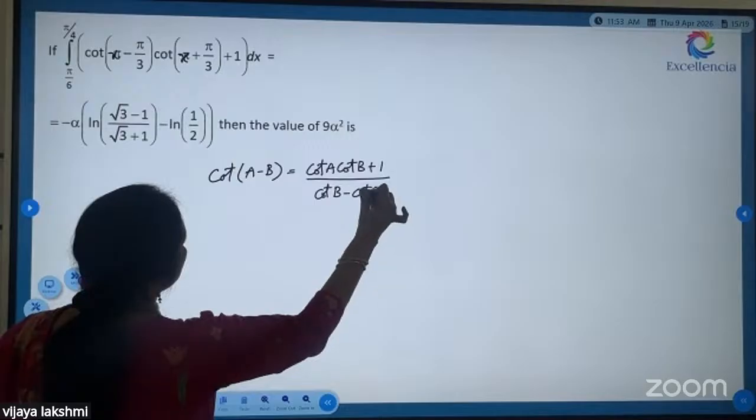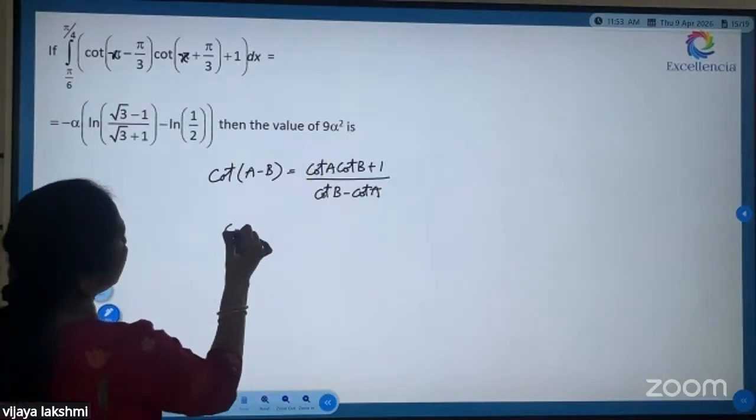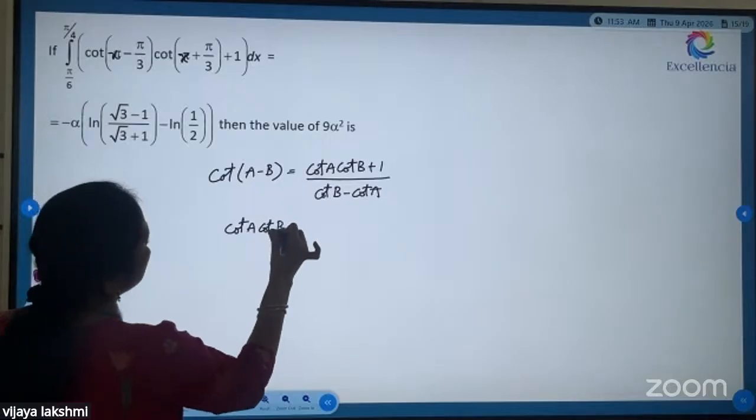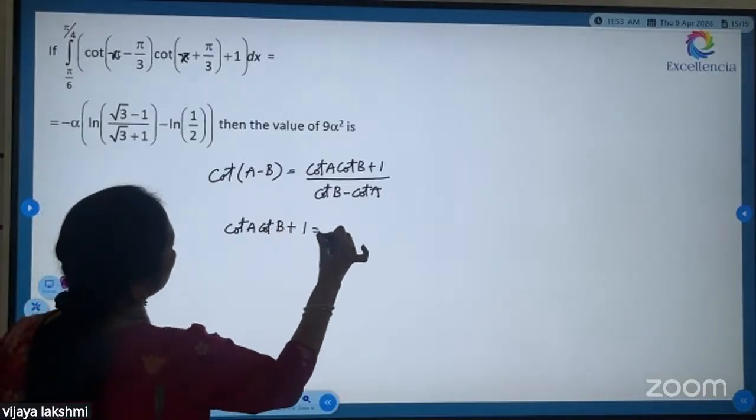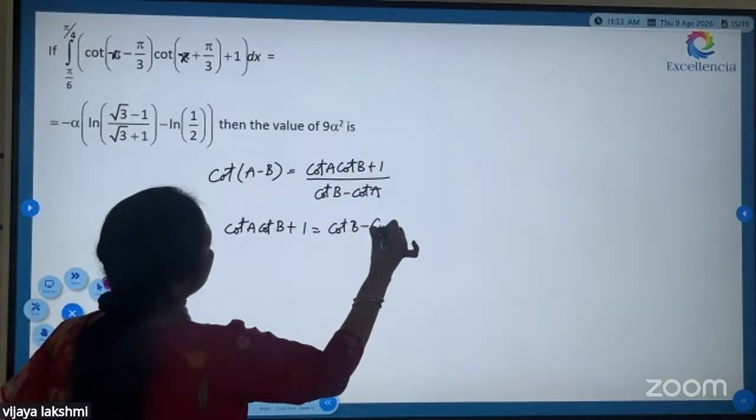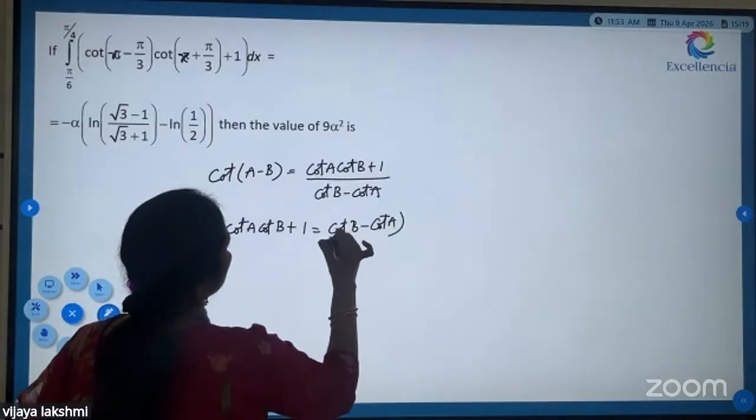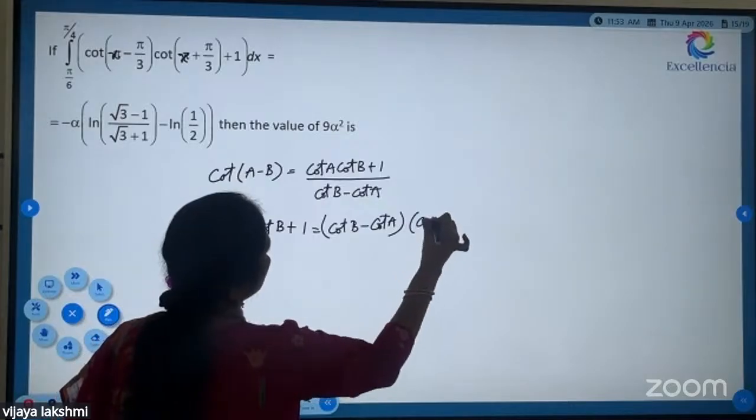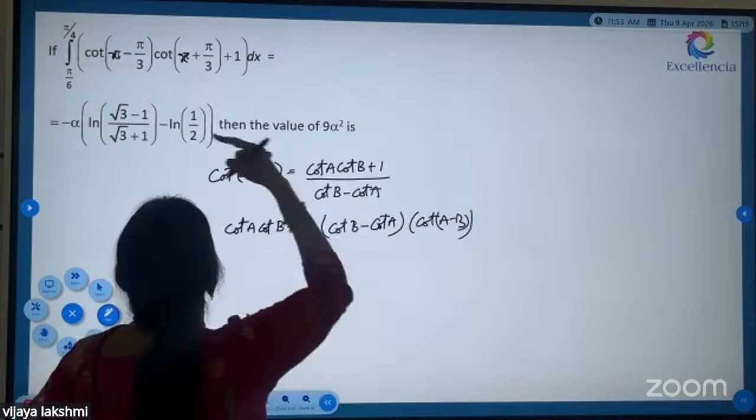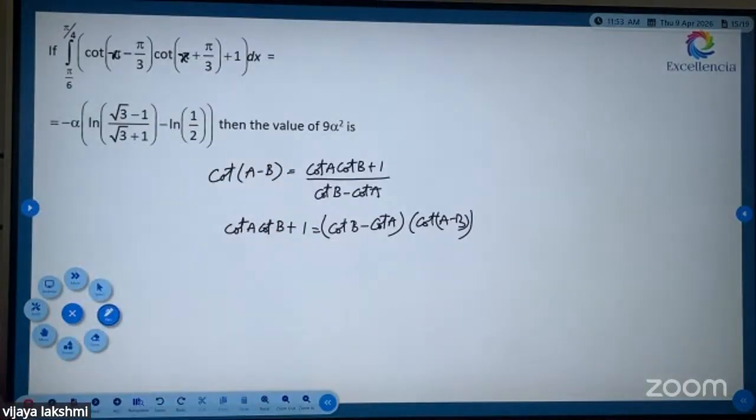Now, this form in the numerator, that's why I'm trying to convert it to the form tan(a) minus tan(b) plus 1, which is equal to tan(b) minus tan(a) into tan(a) minus b. Here, what are the a and b values? They are already given as x minus 5 by 3 and x plus 5 by 3.